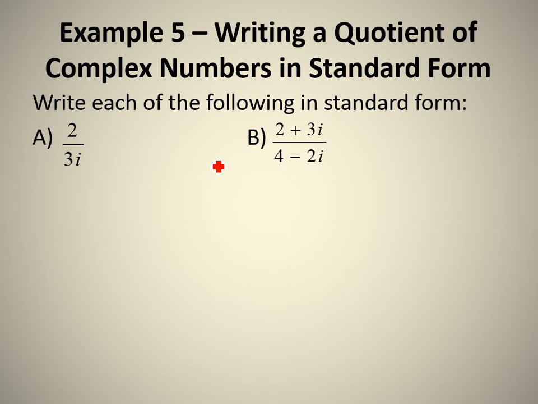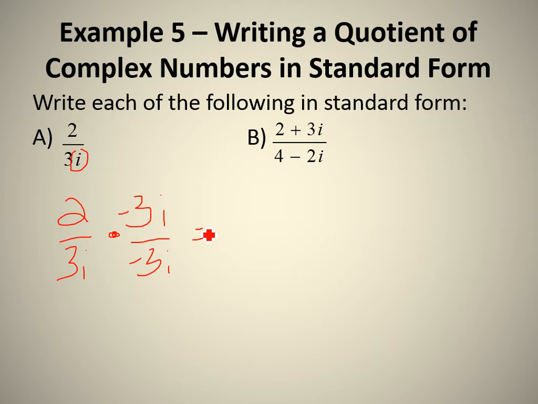So if you take a look at these two questions here, for part A, I have to write in standard form 2 over 3i. So just notice I have the imaginary unit in the denominator of the fraction. So when I have 2 over 3i, the complex conjugate of 3i is negative 3i. So I'm going to multiply this fraction by negative 3i over negative 3i. And when I do that, that's going to remove the imaginary unit from the denominator.